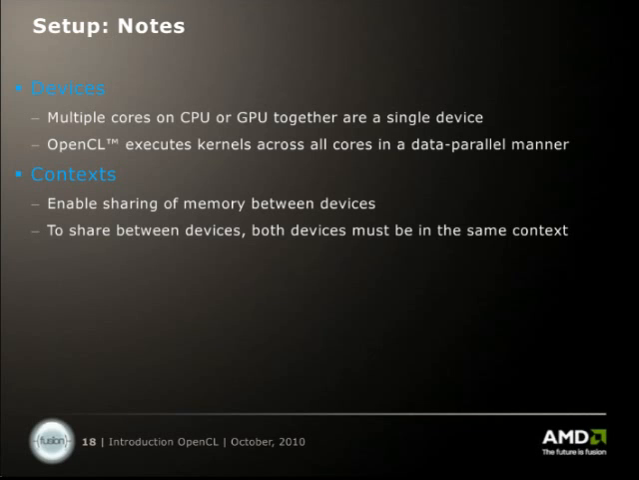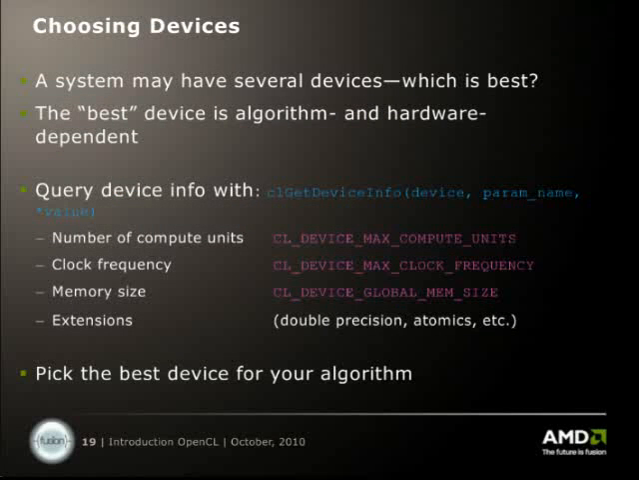Context. Now, I talked about how memory is allocated at the context level, the buffers and images. And so these are shared across devices. And once you know that certain events have completed, so for example, if you enqueue a write to a particular buffer on a particular device, once that event has completed, you know that it will also be visible on any other devices that are available in the system.